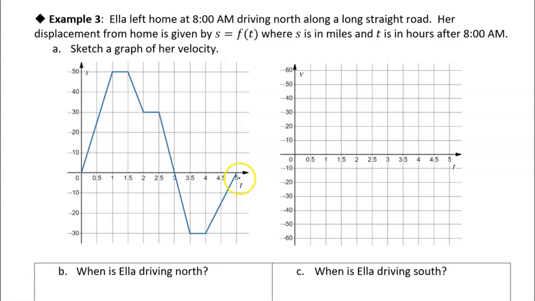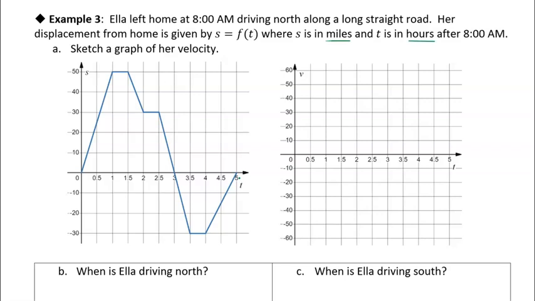Right, in this example, we have the graph of displacement over time. So Ella left home at 8 a.m., driving north along a long straight road, and her displacement from home is given by this function s equals f of t. So we're given s, the displacement, as a graph. And now the displacement is in miles, and the t is in hours.